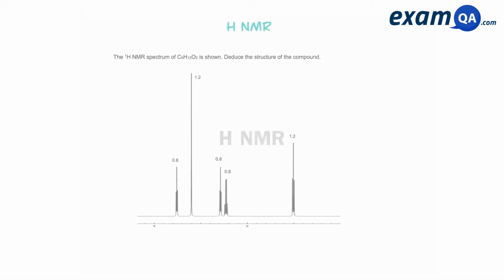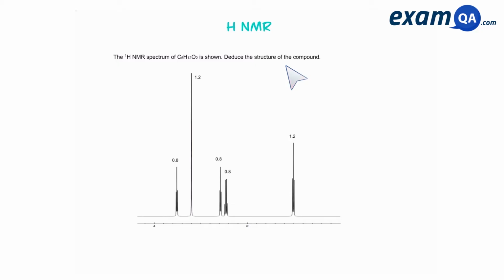So in this question, we've been given an NMR spectrum of a compound which has the formula C6H12O6, and no, it's not glucose, and we have to deduce the structure of the compound. So what we're going to do is break this down into a couple of steps.